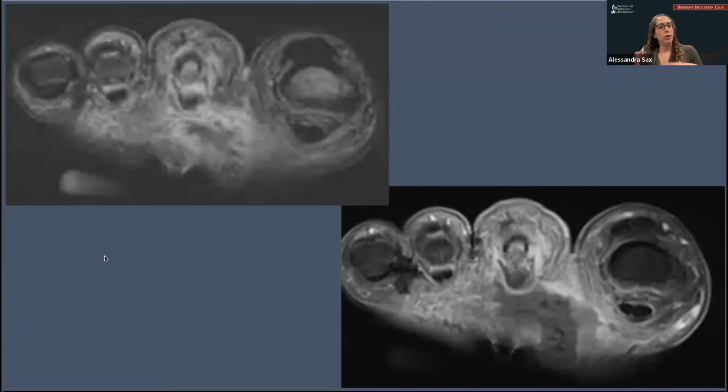These are some of the more soft tissue components of musculoskeletal infections. So that's going to be your ulcer here, extending through a sinus tract to the bone where we have osteomyelitis. And this also demonstrates some enhancement on our post-contrast enhanced sequences.